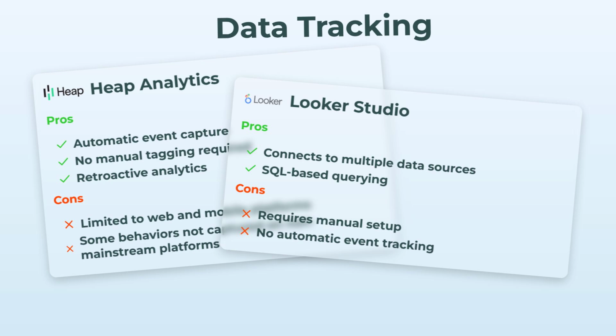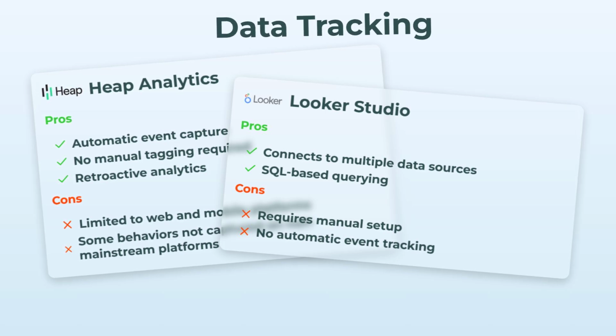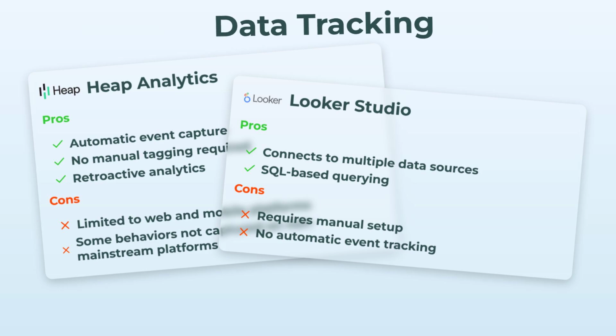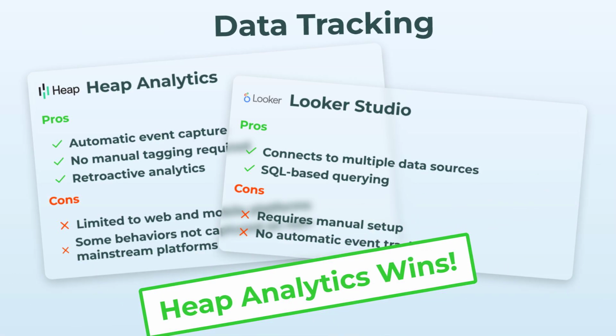Now with Looker, it's a bit more traditional. Super flexible, can connect to pretty much any data source you can imagine, lots of SQL querying, which is powerful, but you do gotta roll up your sleeves and manually set up what you want tracked. So Looker doesn't do automatic event tracking, and if that's what you need, it falls short. For this category, Heap takes the win, hands down.